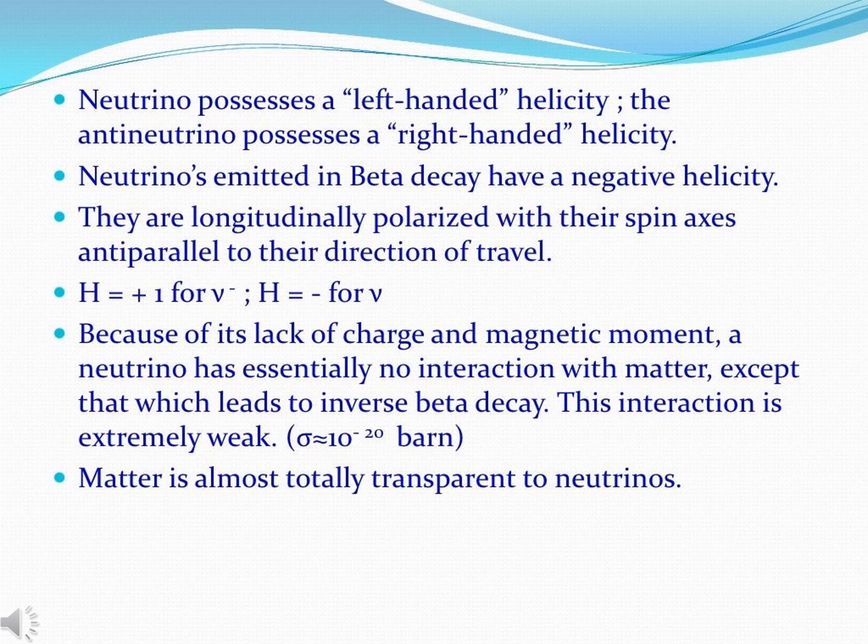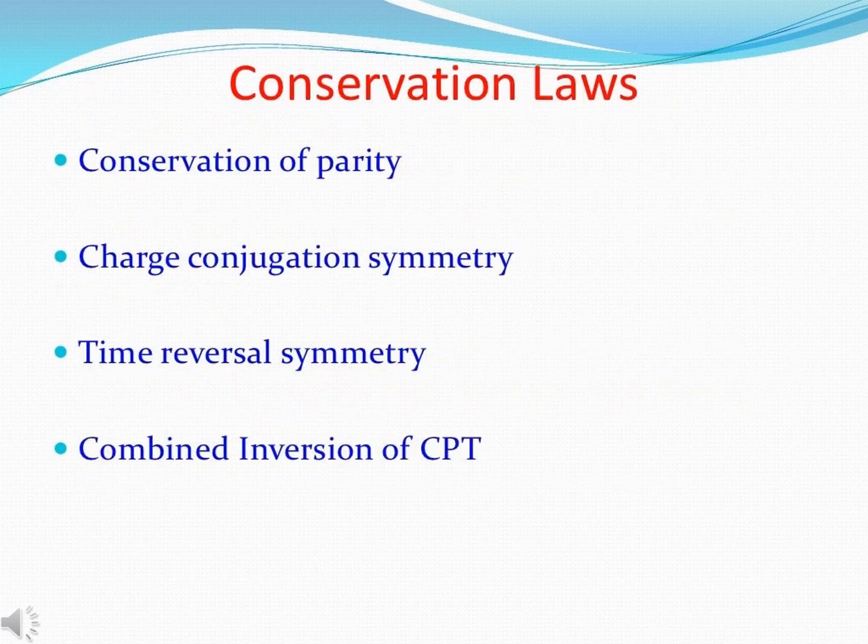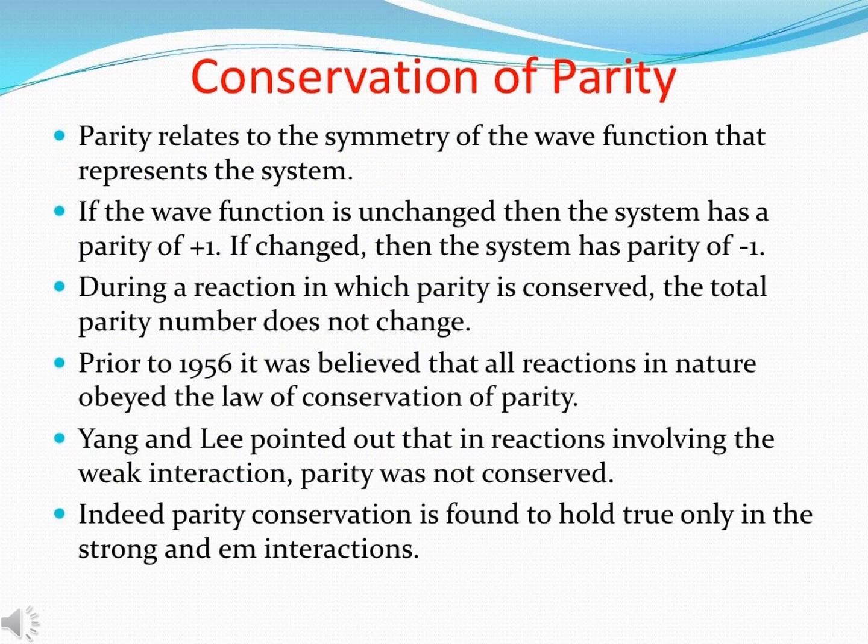So matter is also totally transparent to neutrinos. This slide shows conservation laws. The conservation laws are conservation of parity, conservation of charge conjugation symmetry, time reversal symmetry, and the combined inversion of CPT. Conservation of parity tells us that parity relates to the symmetry of the wave function that is represented by the system.